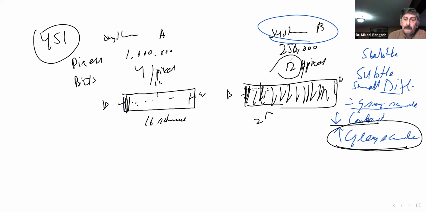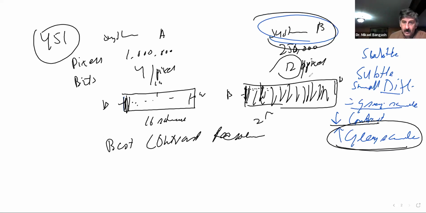This very same question could also be asked: which of these systems will have the best contrast resolution? And it is going to be this one here, because of the greater number of bits assigned to each pixel.